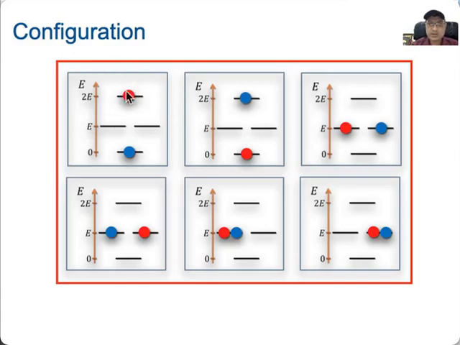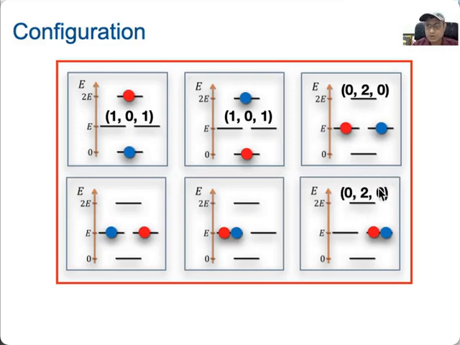So what is the meaning of configuration? I'm going to define it as follows. This is the first energy state with one particle, then there is no particle in the second, then the third energy state has one particle. So this is the 101 configuration. This is again a 101 configuration, so these two configurations are identical. Now this configuration will be 020, because there is no particle here, the second energy state has two particles, and the third has no particle. This is again 020, and again 020. These kinds of representations we are going to call a configuration.